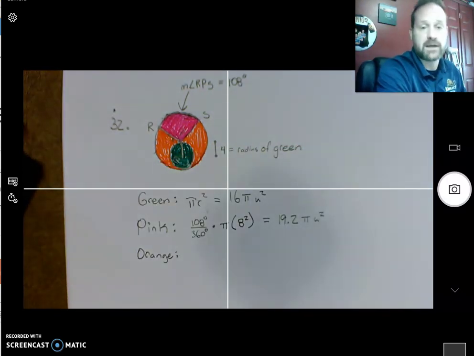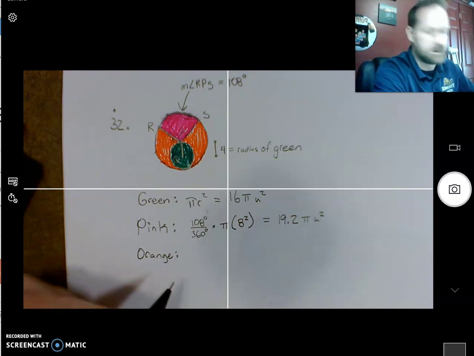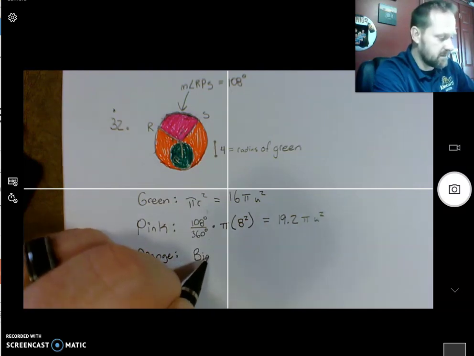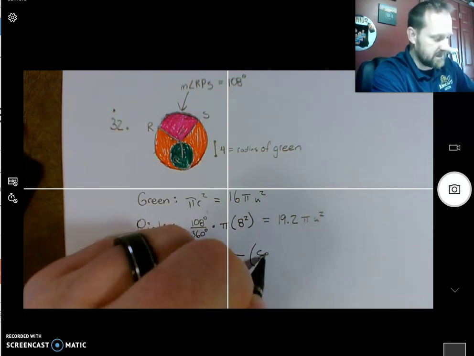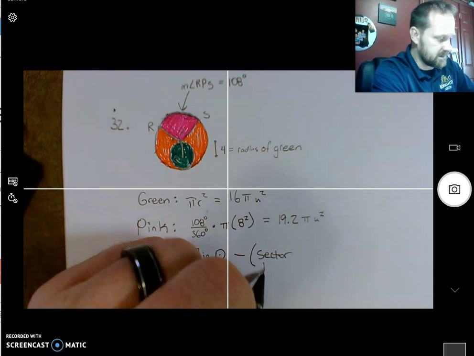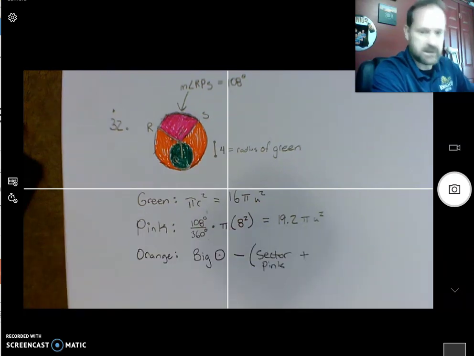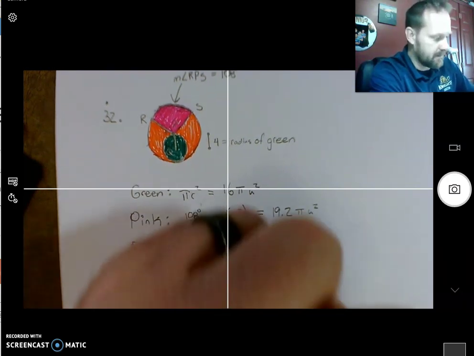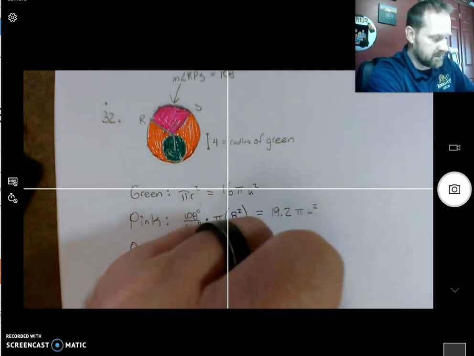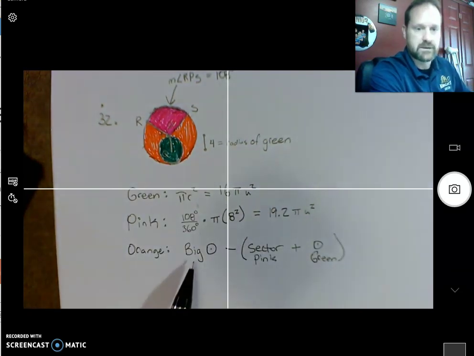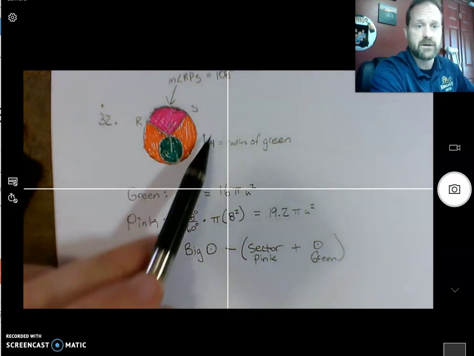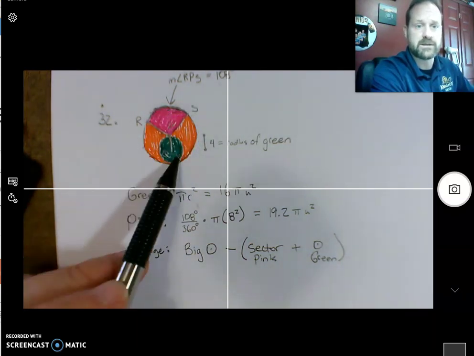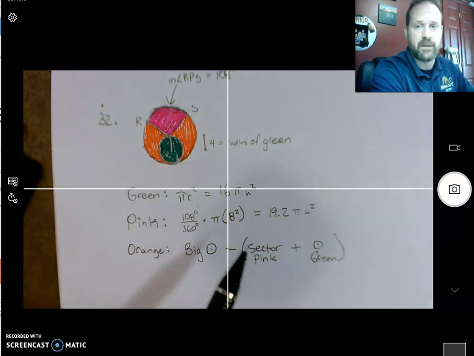And then finally the last one, this is my favorite part here, guys. This is going to be big circle minus the sum of the sector, in this case pink, plus circle, or we could just say green. Okay, so the orange is going to be the big circle minus the sum of these. So the big one minus these two gives me the almost Batman symbol here.